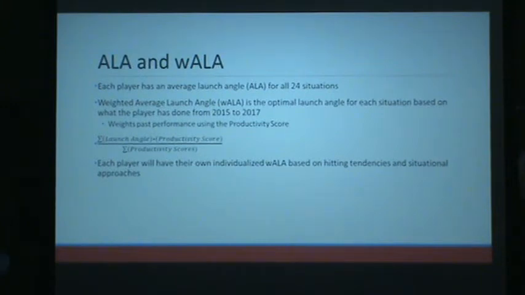So it is an average. The equation there just means that we multiplied the launch angle by the productivity score. Unproductive outs were coded as 0, home runs were coded as 2. So we multiplied that, and it was just a huge weighted average by each situation. Each player will have their own individualized WALA based on hitting tendencies and situational approaches. So if you're consistently finding success hitting fly balls in a given situation, your weighted average launch angle is not necessarily going to be the best weighted average launch angle in a different situation, just given the differences of what you're trying to do.